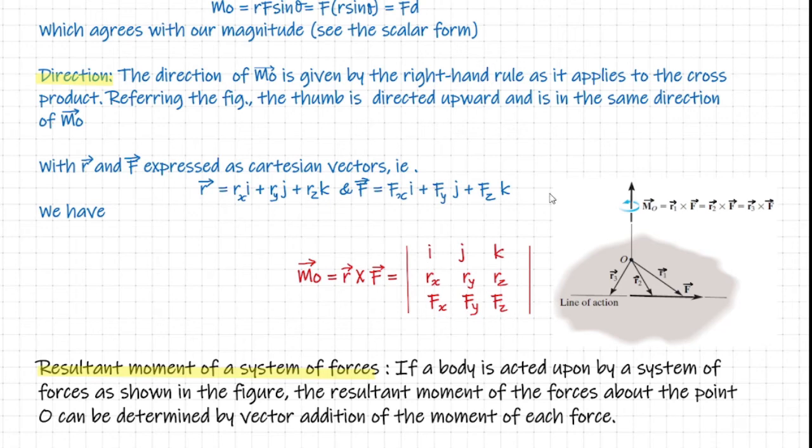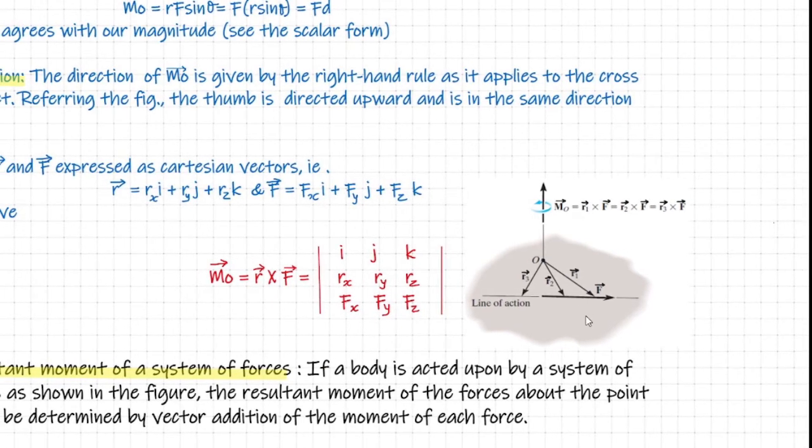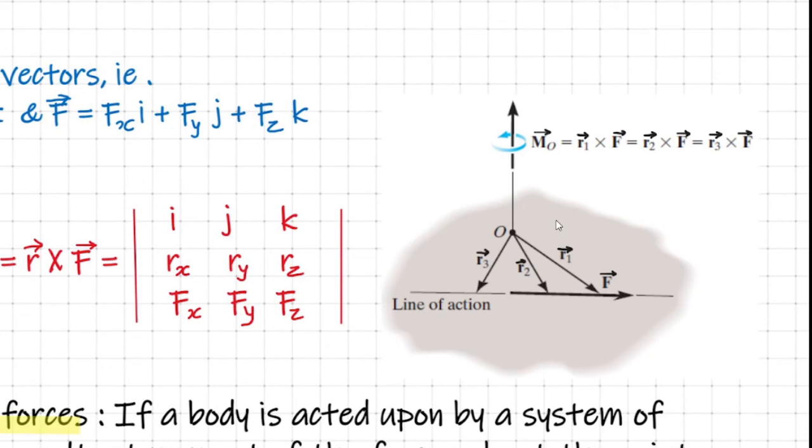And here I would like to introduce one very important property of this computation of the moment, as I already discussed just now. Look here, this is my force F, and I would like to calculate the moment of this force F about the point O. Now how do we draw the position vector? You have to draw the position vector from the point O, which is fixed, to any point on the line of action of F.